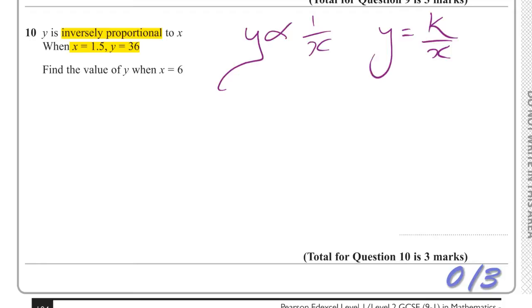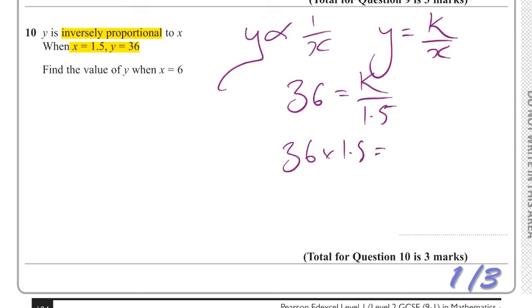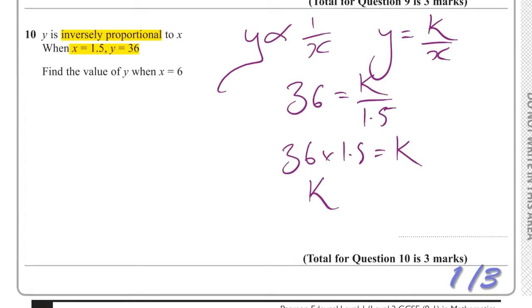So y is 36. We've still got our k, and x is 1.5. To figure out what k is, we simply multiply both sides by 1.5. So we get 36 multiplied by 1.5. And that tells us that k is going to be 36 times 1.5, which is going to be 54. So we know what k is.